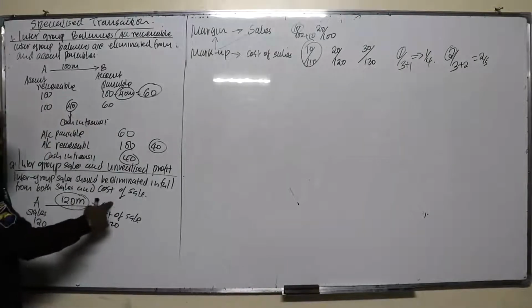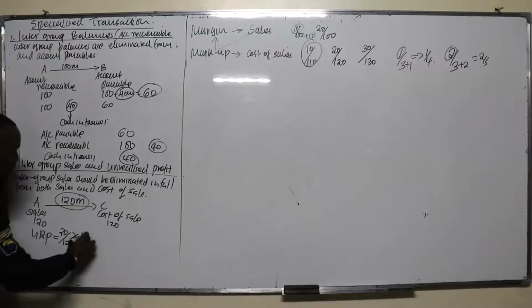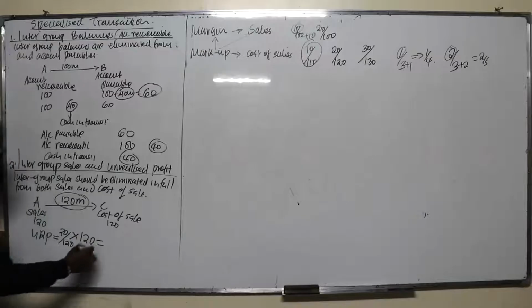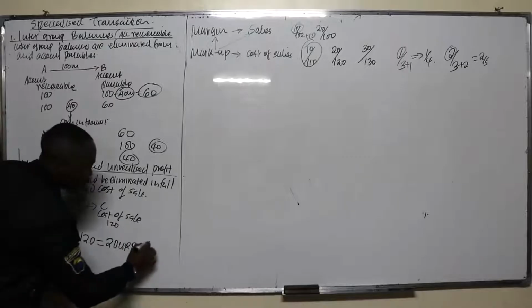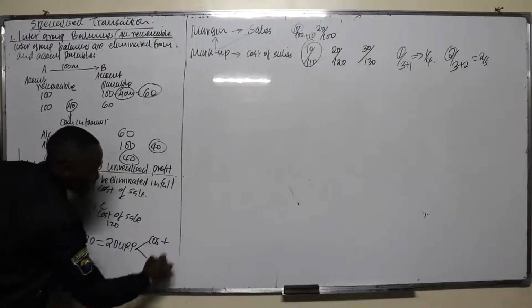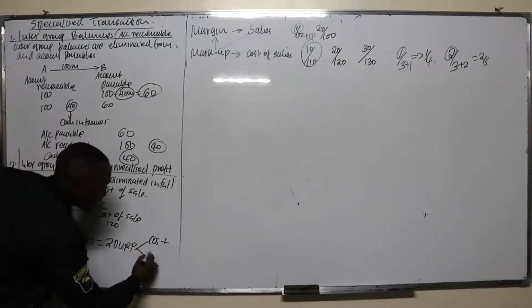A sold goods to B worth 120 and made a markup of 20%. So the markup was 20%. Therefore, how much is the unrealized profit? You will take 20 over 120, and multiply by the transaction cost, which was 120. So that means they made a profit of how much? 20. So how do we account for this profit? Now, for unrealized profit, you add it to cost of sales. You debit the cost, but you know about debiting and crediting. Just know you're supposed to add it to cost of sales. Then you remove that amount from the closing inventory.